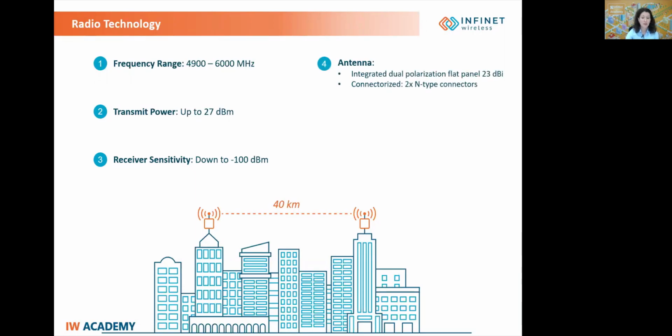There are two models available, one having a dual polarization integrated antenna with an antenna gain of 23 dBi, and another having two N-type connectors for connecting an external antenna using low-loss RF cables. Quanta 5 has a link budget of up to 168 dB. This budget allows it to achieve reliable connectivity at up to 40 kilometers in clear line of sight conditions. It also provides sufficient margin for near and non-line of sight deployments at shorter distances.